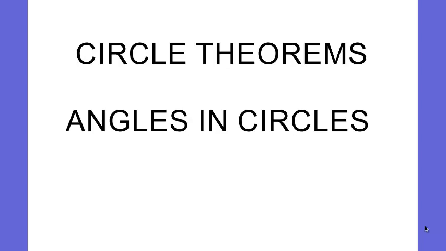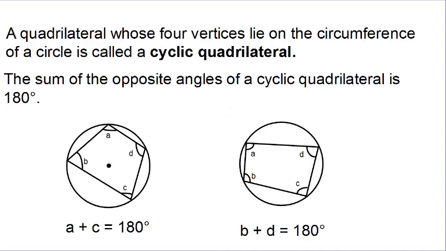Circle theorems, angles in circles. In this lesson, we shall learn about cyclic quadrilaterals. A quadrilateral, a four-sided shape, whose four vertices lie on the circumference of a circle, is called a cyclic quadrilateral. The sum of the opposite angles of a cyclic quadrilateral is 180 degrees.